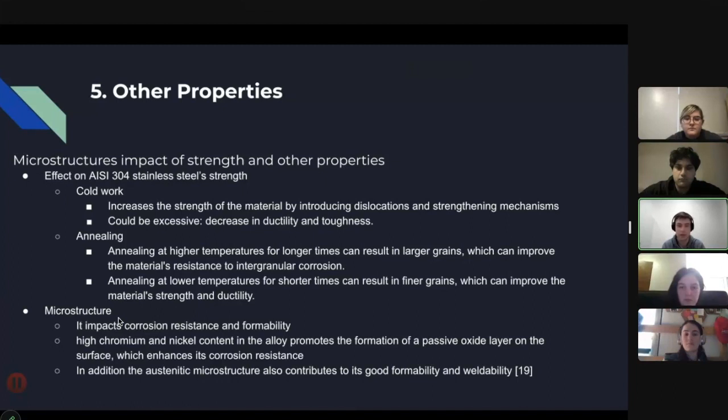material's strength and ductility. In addition to strength, the microstructure of the stainless steel also affects other properties such as corrosion resistance and formability. The high chromium and nickel content in the alloy promotes the formation of a passive oxide layer on the surface, which enhances its corrosion resistance.